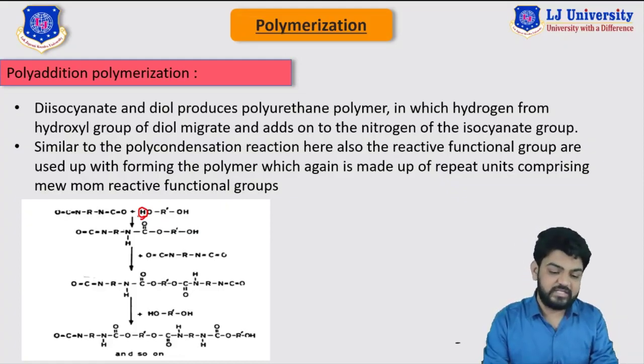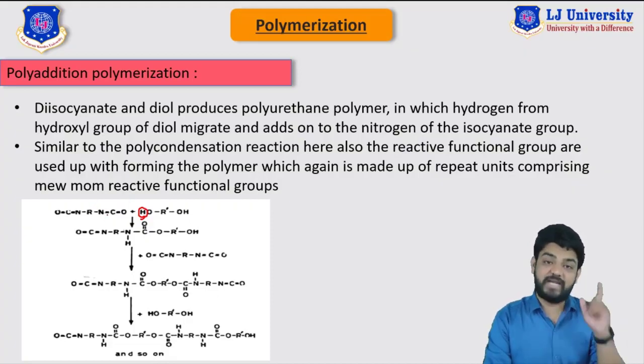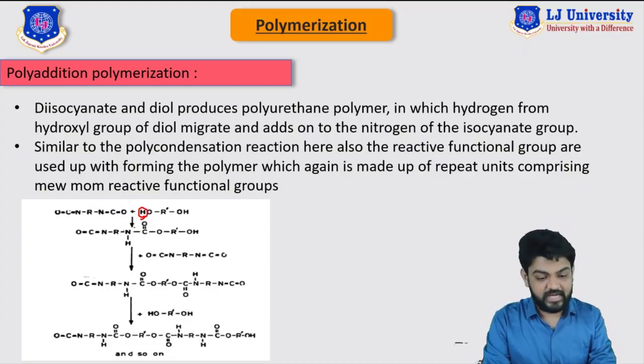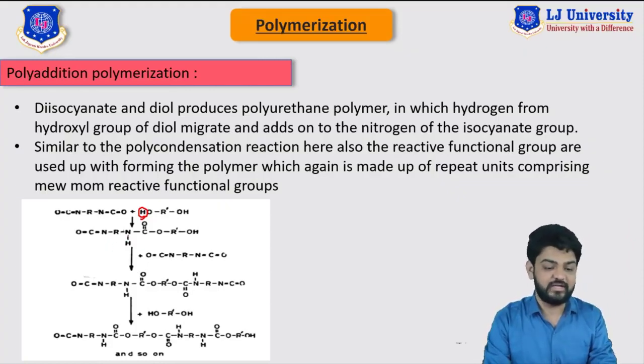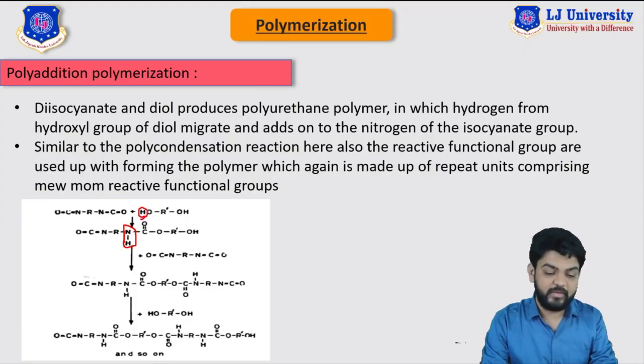You can see here this hydrogen will now migrate and add to the nitrogen of this cyanide compound. Now this reaction has proceeded, and you can see here we have O, C and R, same as we were having in the monomer, right? Here we have nitrogen, and now this nitrogen is attached with this hydrogen. You can see here I'm discussing this particular thing, right? So this hydrogen is now migrated from the diols. So now this hydrogen has moved from here to this nitrogen, right?